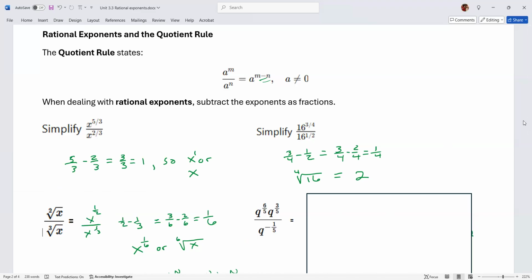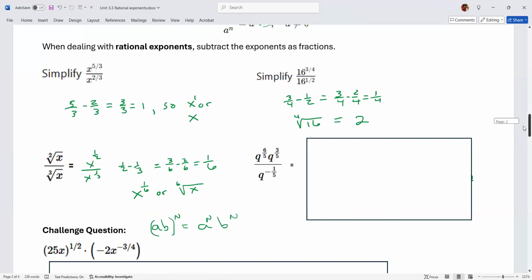Here we got to apply a couple rules, right? So in the numerator, they all have a base of q. I can go ahead and add these exponents together, and then that'll give me q to the 9/5 over q to the negative 1/5. And this is where you need to be careful.